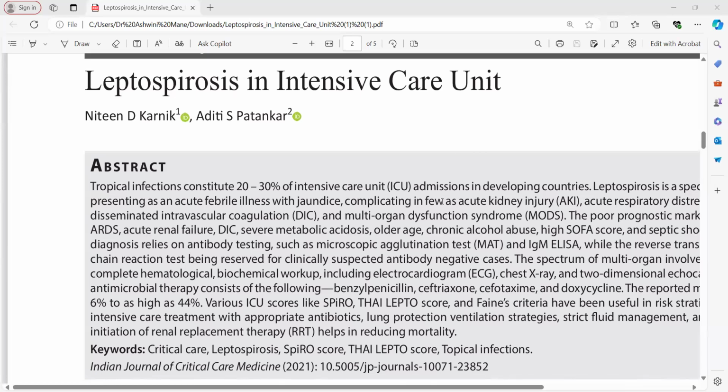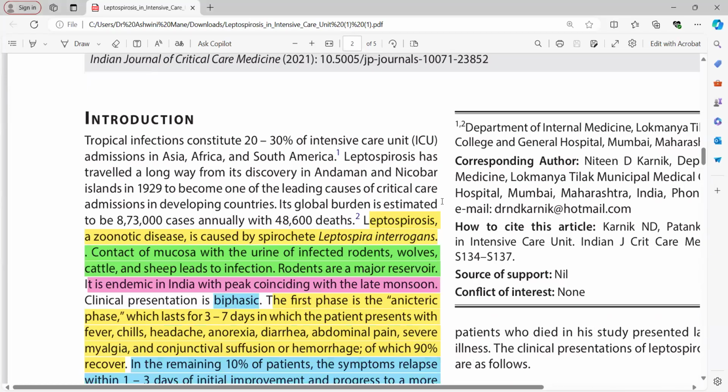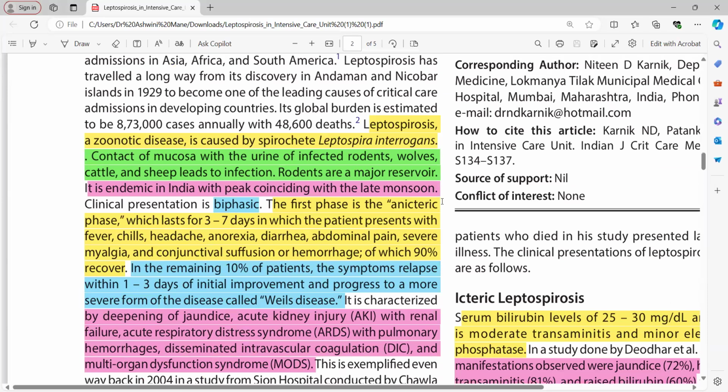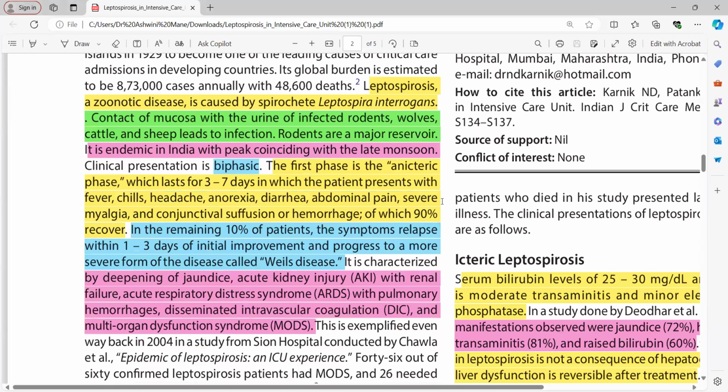Hello friends, today we are going to discuss leptospirosis in ICU. This article was published in IJCCM. So, leptospirosis is a zoonotic disease and is caused by the spirochete Leptospira interrogans.